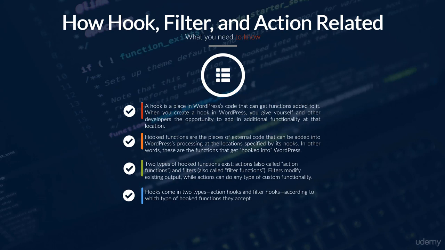A hook is a place in WordPress's code that can get functions added to it. When you create a hook in WordPress, you give yourself and other developers the opportunity to add in additional functionality at that location. Hooked functions are the pieces of external code that can be added into WordPress's processing at the location specified by its hooks. In other words, these are the functions that get hooked into WordPress.